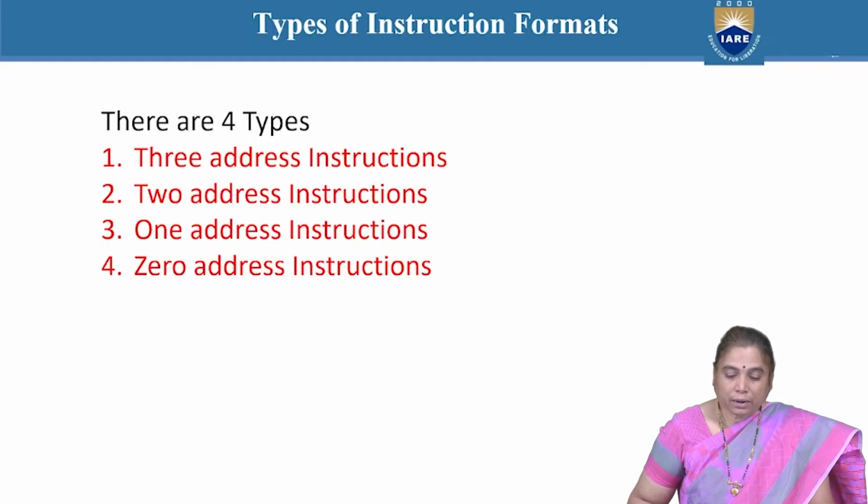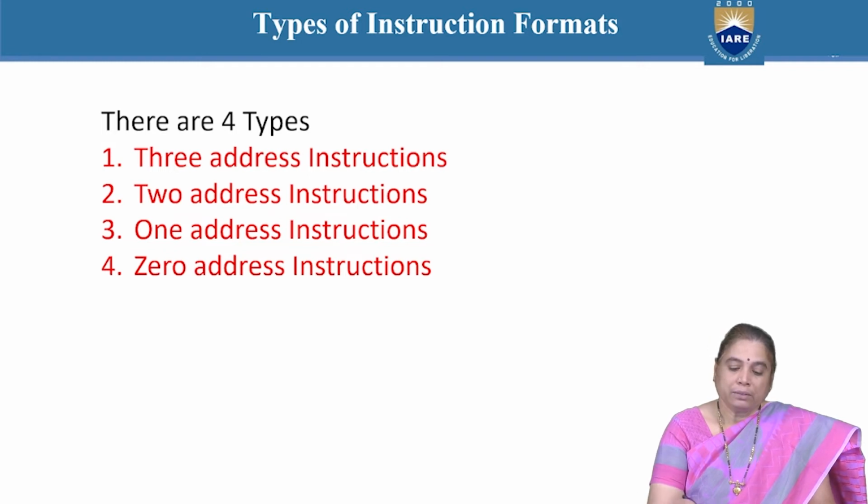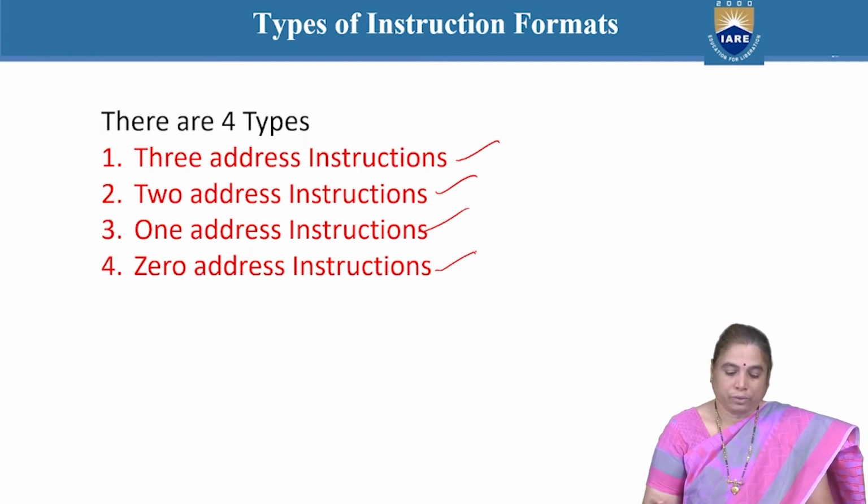Based on these organizations, the types of instruction formats can be identified. There are four categories of instruction formats. One is three address instructions. The second one is two address instructions. The third is one address instructions. The fourth is zero address instructions.